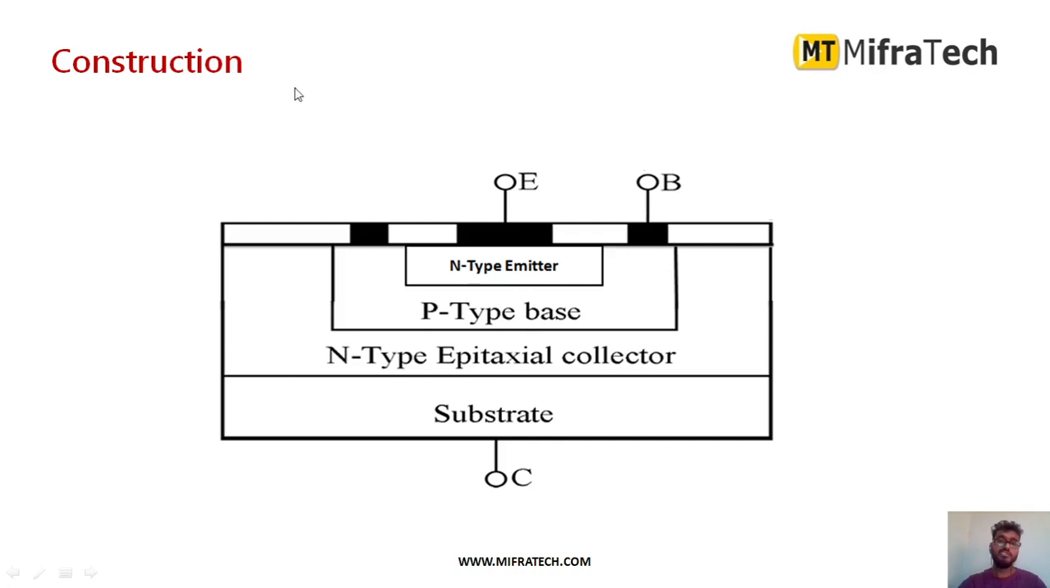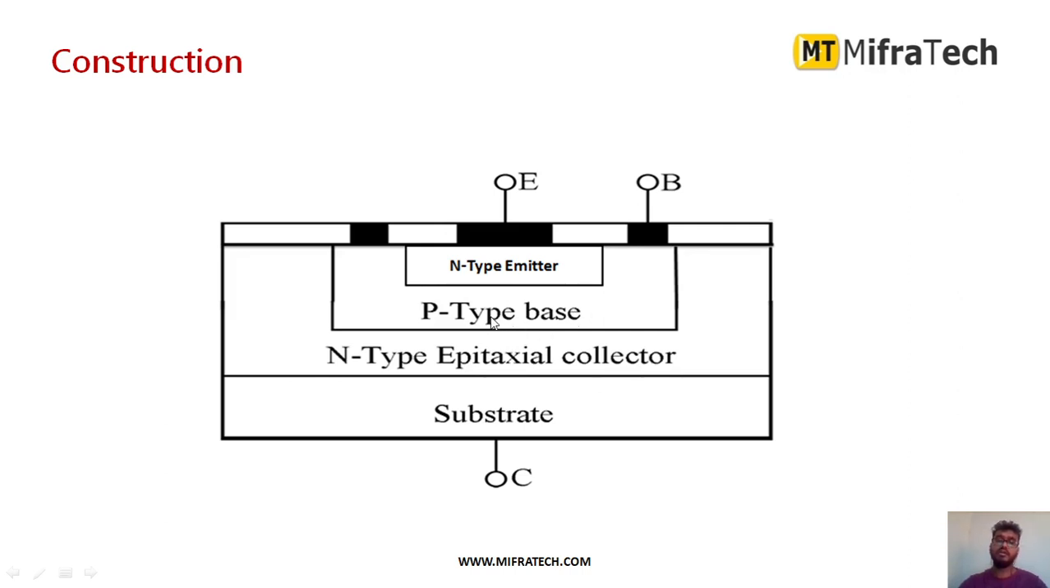So this is the construction of a transistor. This is how any transistor will look internally. It has mainly three terminals: a base terminal, emitter and a collector. Inside it has N-type and P-type materials. As you can see here, I have represented an NPN transistor. So it has an N-type emitter, and there will be an N-type collector.